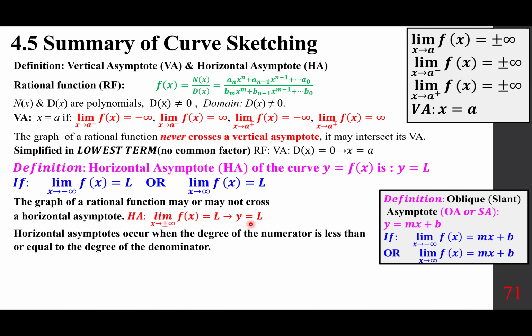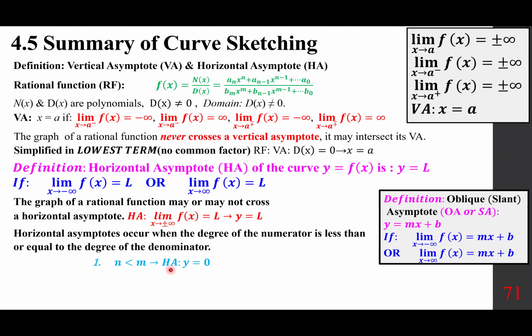Now, what about oblique, also known as slant asymptote, OA or SA? y equals mx plus b, if the limit of f of x as x approaches negative infinity is mx plus b, or the limit of f of x as x approaches infinity is mx plus b. In other words, if you look at this expression, and the degree of the numerator is n, the denominator is m. If n is less than m, the horizontal asymptote has the equation y equals 0.